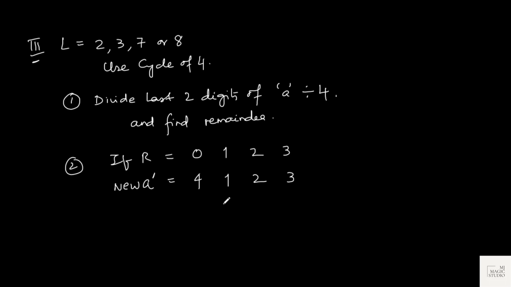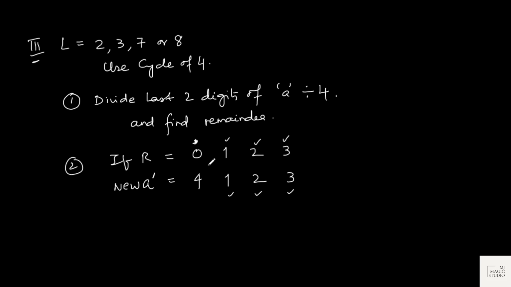And to divide a number by 4, we check the last 2 digits of the number. Whatever the remainder is when the last 2 digits are divided by 4, it will be the same remainder if the entire number is divided by 4. So if the remainder is 1, our new power will become 1. If the remainder is 2, the new power will become 2. If the remainder is 3, the new power will become 3.